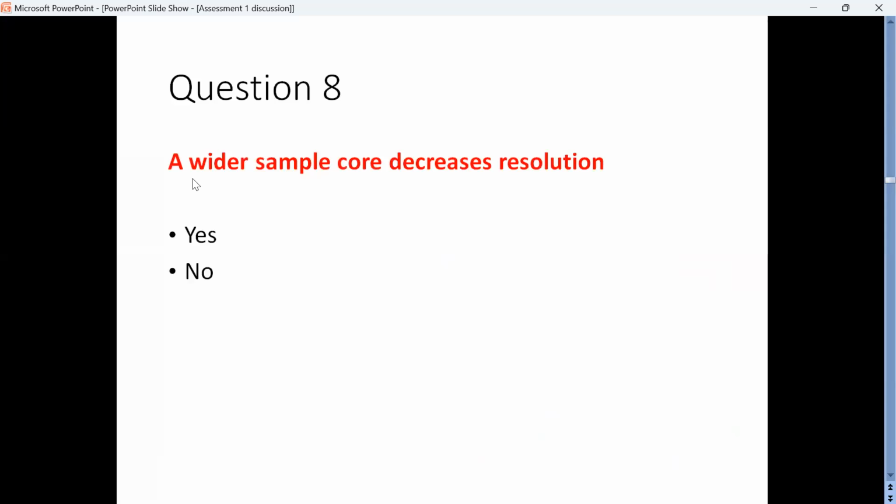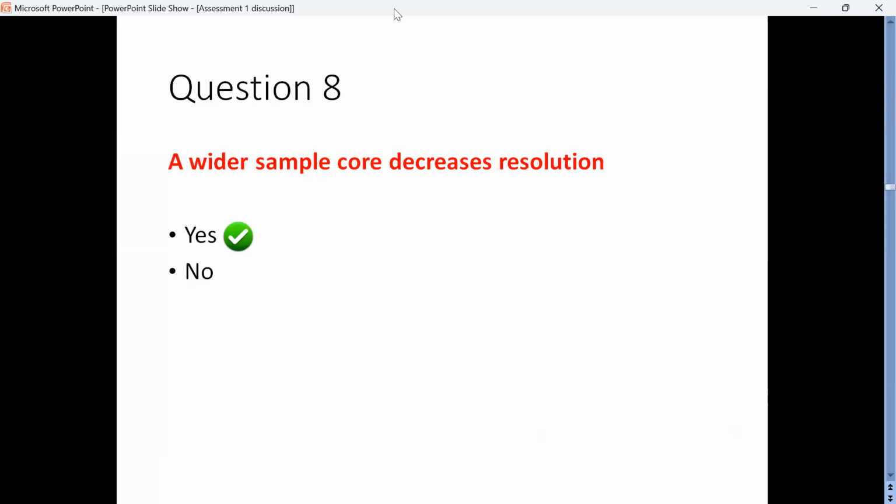Okay. Now coming back to the question, a wider sample core, which happens when you are acquiring the sample in high sample pressure mode, decreases resolution. Yes, true, correct. So yes, it of course decreases your resolution. Any doubts?